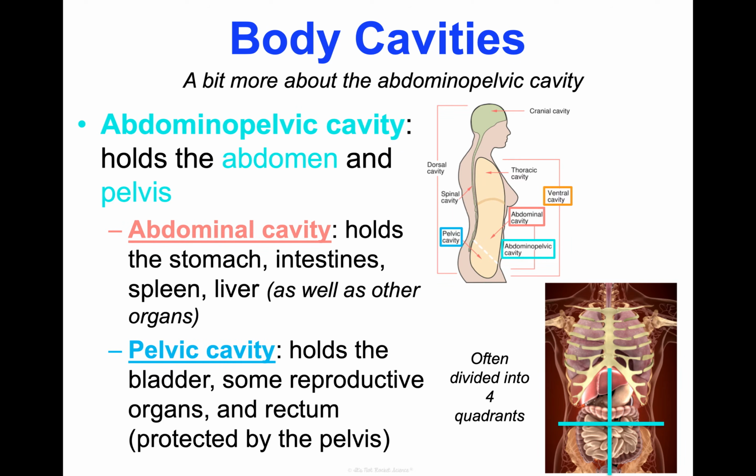We often take this cavity and we divide it into four quadrants. So you'd have your right upper quadrant and your left upper quadrant and your right lower quadrant and your left lower quadrant. Remember, right is for them, not your right, and left is their left. But you can even subdivide it further. You can actually divide this into nine parts if you want to get even more specific and talk about your epigastric region or your right hypochondriac region or your umbilical region. But I'm not going to have my students memorize those.